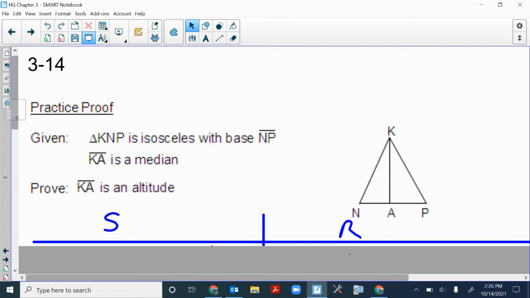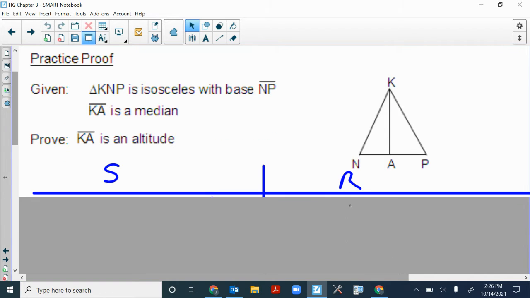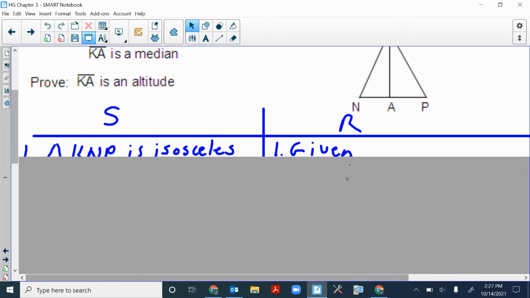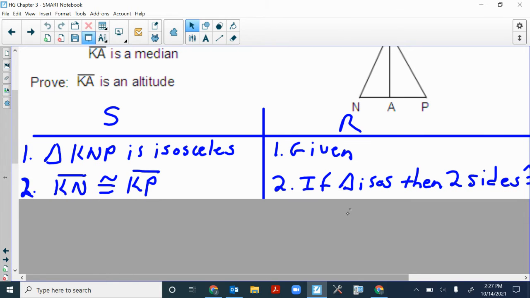Today we're going to look at 3.3-14, and we'll start with the practice proof here. We are looking at triangle KNP. It's isosceles with base NP, and KA is the median, and we are trying to prove that KA is also the altitude. So we're going to go ahead and state what's given.